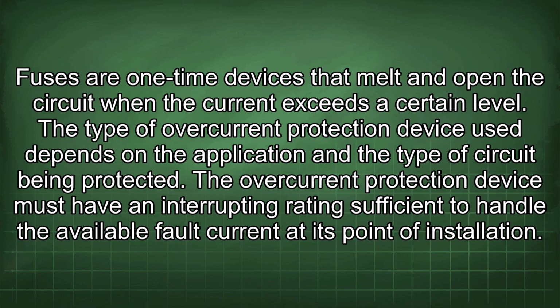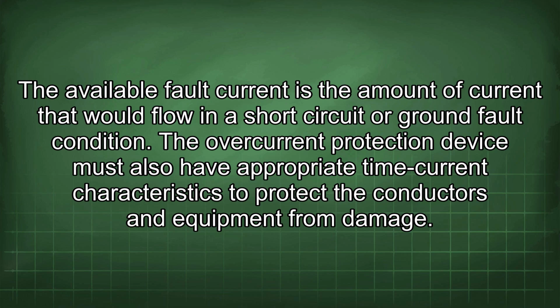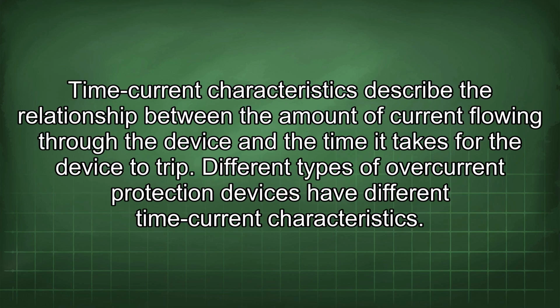The overcurrent protection device must have an interrupting rating sufficient to handle the available fault current at its point of installation. The available fault current is the amount of current that would flow in a short circuit or ground fault condition. The overcurrent protection device must also have appropriate time current characteristics to protect the conductors and equipment from damage. Time current characteristics describe the relationship between the amount of current flowing through the device and the time it takes for the device to trip.